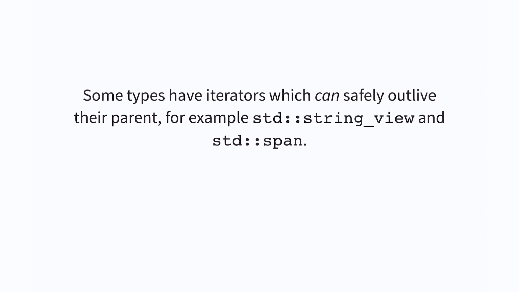So for example, standard string view, or new in C++20, we've got standard span. Well, if you think about what a string view is, a string view just points to some other character array, and a string view's iterators actually just point into this other character array. Okay, so if we have a string view iterator, it is perfectly safe for the string view iterator to outlive the string view from whence it came.